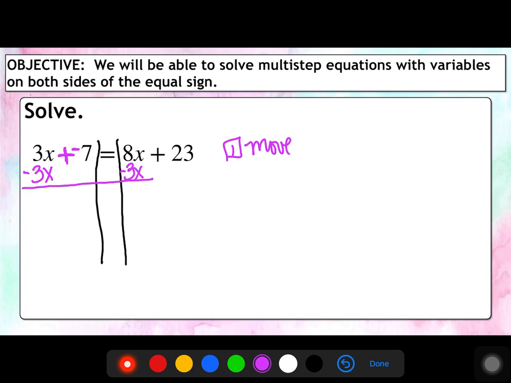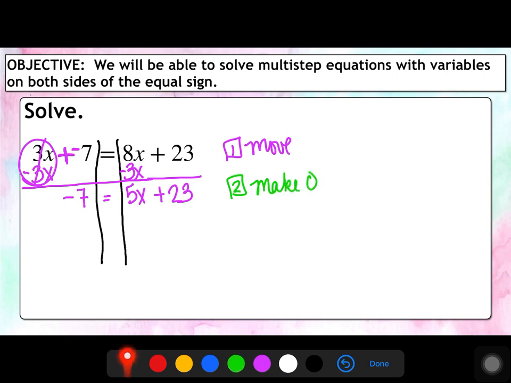So I'm going to do negative 3x on the left, negative 3x on the right. Those cancel out. And they make 0. So what I have left over here is negative 7 equals 8 and a negative 3x make 5x. And then there's a plus 23. What I have left here is a two-step equation. I've got multiply and I've got adding. So I'm going to make 0 now.